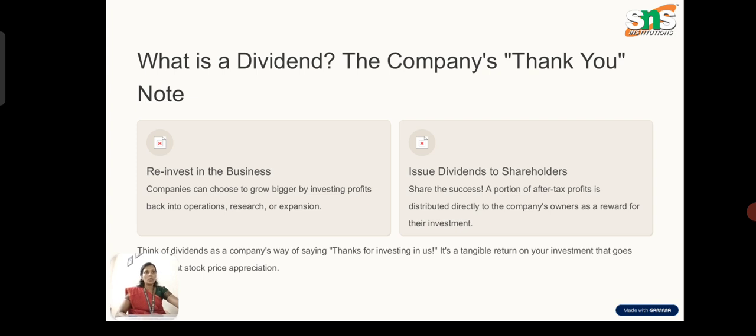There are two main things. The first one is to reinvest in the business. Companies can choose to grow bigger by investing profit back into operations, research or expansion. The second one is to issue dividends to shareholders. A portion of after-tax profit is distributed directly to the company's owners as a reward for their investment.